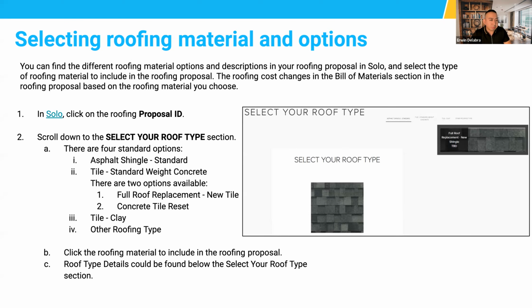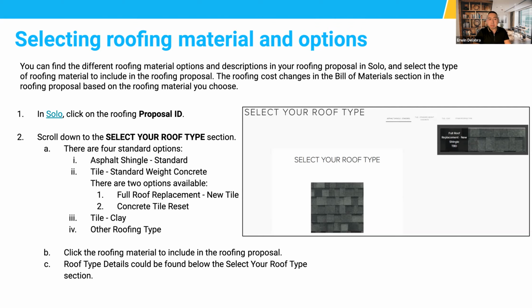So the 4 standard options that we have are just typical standard asphalt shingle re-roofs. Second option is tile or concrete tile, standard weight. Is a little bit heavier, but they look more sleek. You'll mostly find these in like HOA areas. Certain homes might have these, but once again, it's that concrete tile look.